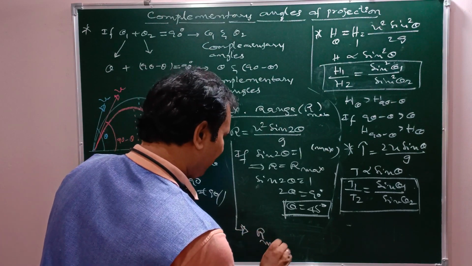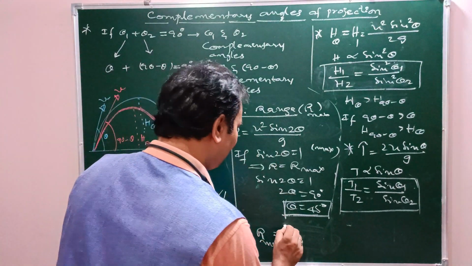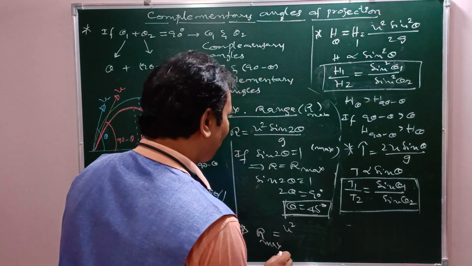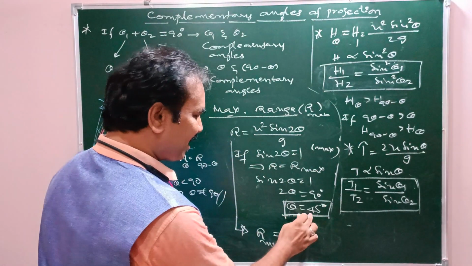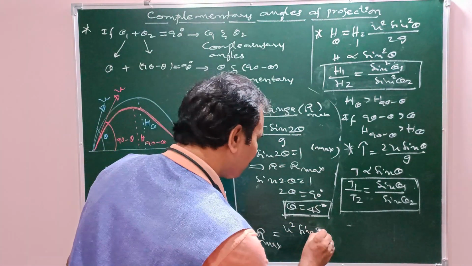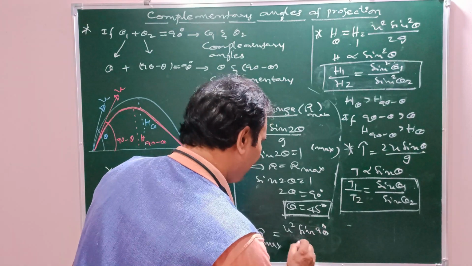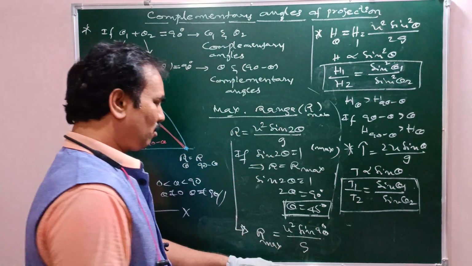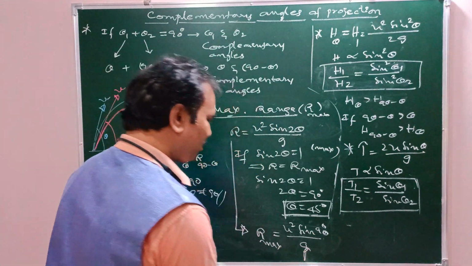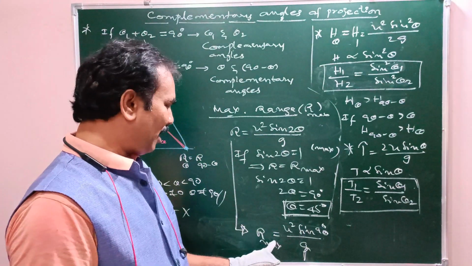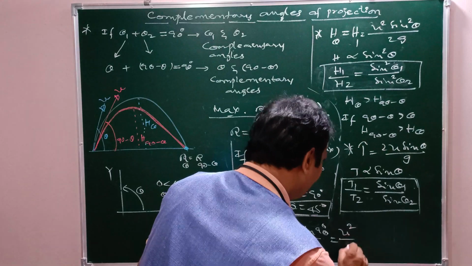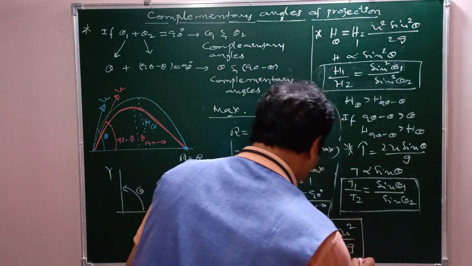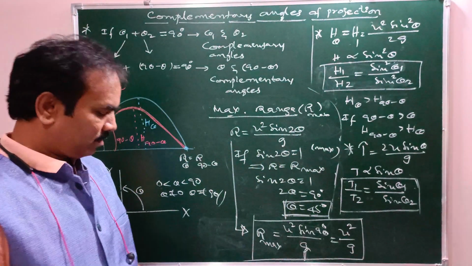R max equals u square sin 2 theta by g. What is theta here? 45. 2 theta means 90 degrees. Sin 90 means 1. So what about R max? That is u square by g. So this is the maximum range.